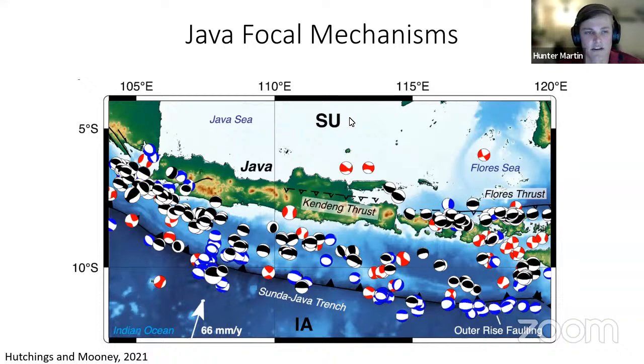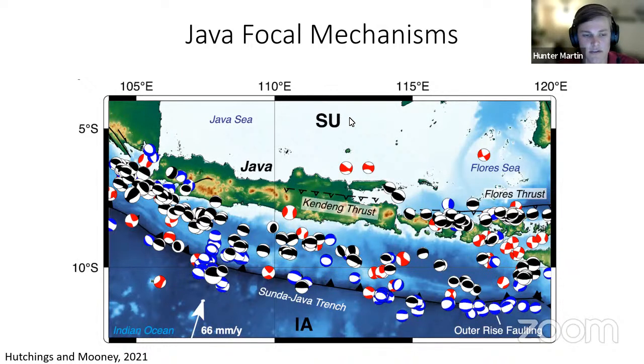We have a similar thing here just across Java. So similarly, here again, we have GCMT focal mechanisms for events less than 70 kilometers depth from January 2000 to July 2020, for all events greater than magnitude 5.0. Thrust faulting along the Java Trench is much more subdued, and we have much less events when compared to Sumatra.